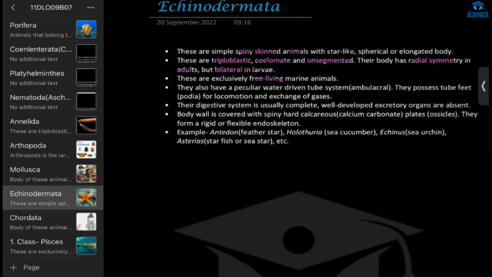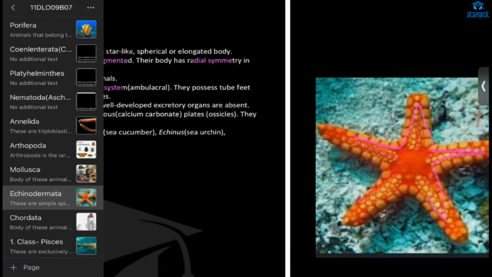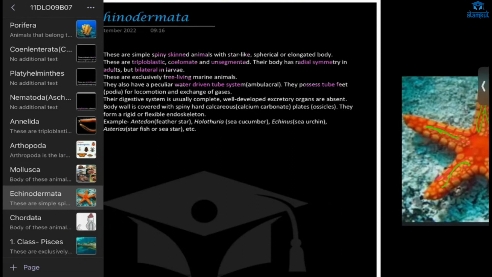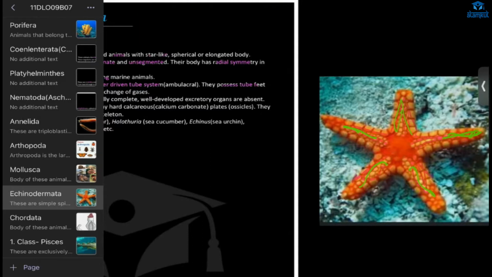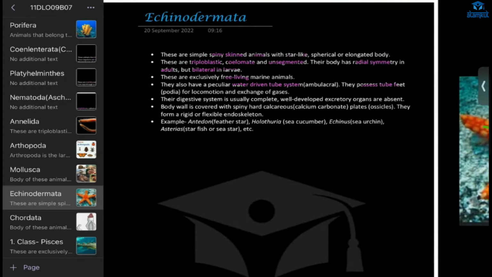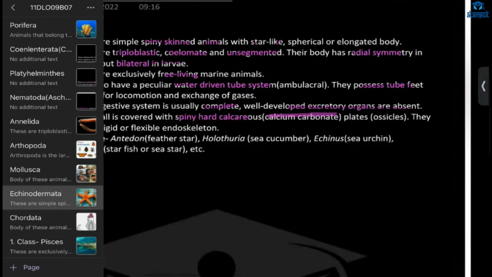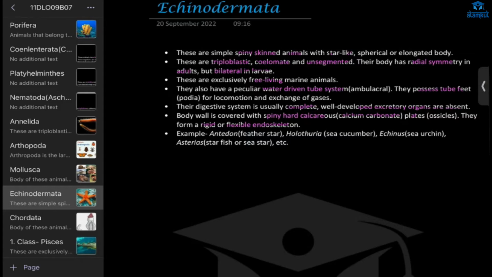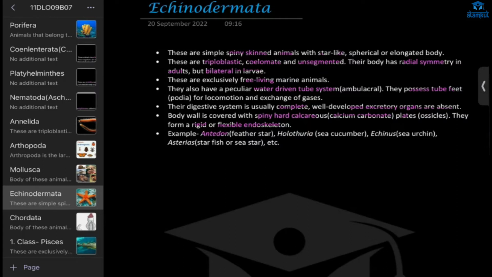And they have what? Water vascular system. Here, this thing is the water vascular system, okay? For the locomotion, and the tube feet system. They walk through these tube feet. Here exchange of gases also, and they walk also by this. Then their digestive system, it is complete. And the excretory organ is absent. And body covering, they have spiny skin. They have calcium carbonate plates, and they form a rigid and flexible endoskeleton. Example, here we have Antedon, Holothuria, and Echinus. Then Asterias, these two.